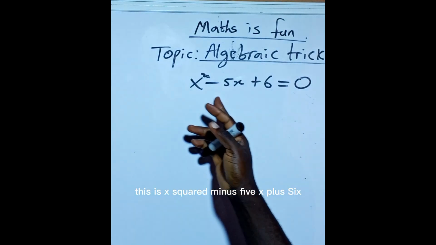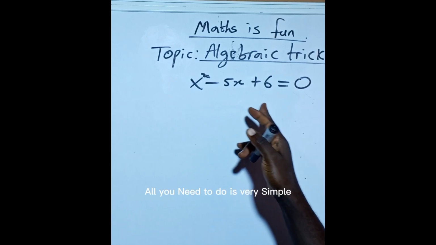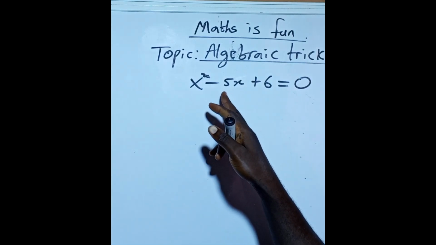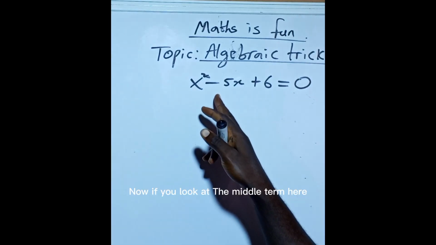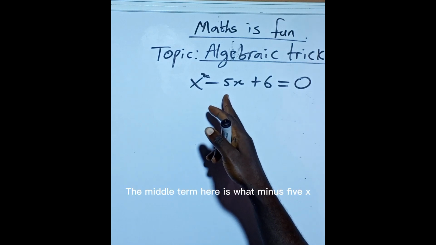Let's check this algebra question. You can see this is x squared minus 5x plus 6. All you need to do is very simple. That is the sum and the product terms. Now if you look at the middle term here, the middle term here is what?